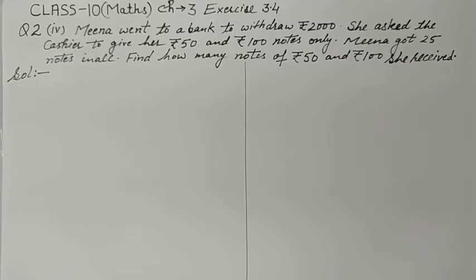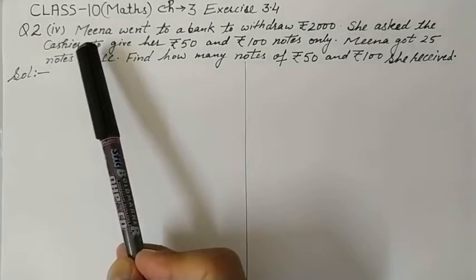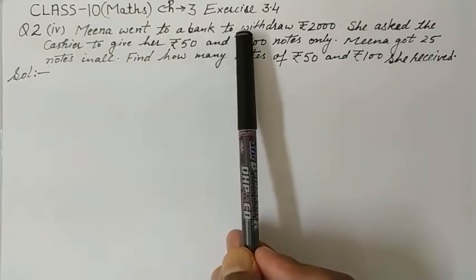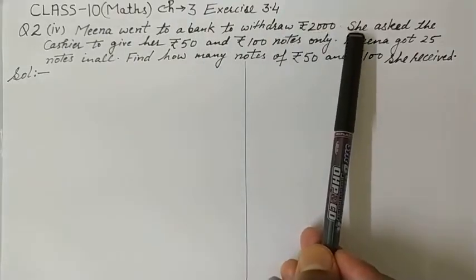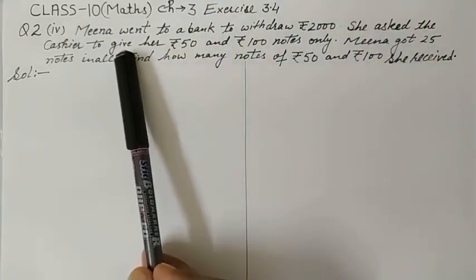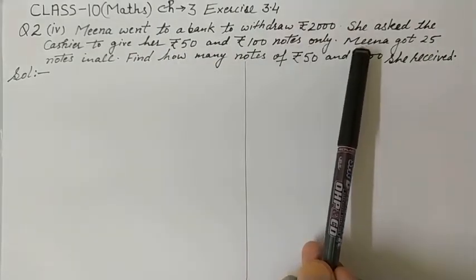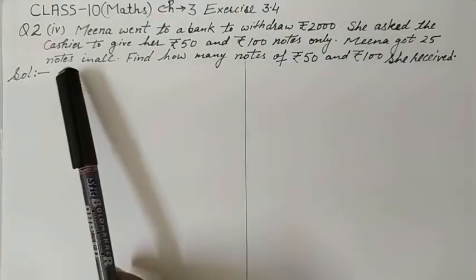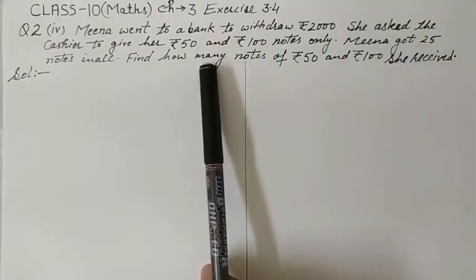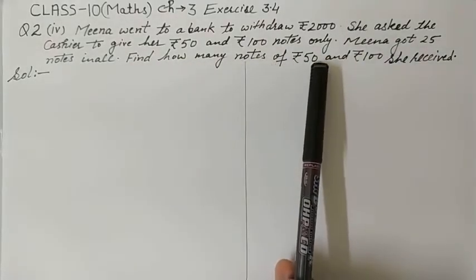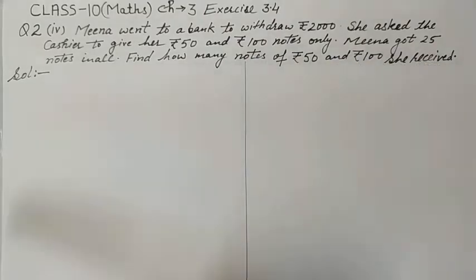Hello dear students, welcome in this mathematics class. Let's do this question. The question is, Meena went to a bank to withdraw rupees 2000. She asked the cashier to give her rupees 50 and rupees 100 notes only. Meena got 25 notes in all. Find how many notes of rupees 50 and rupees 100 she received.